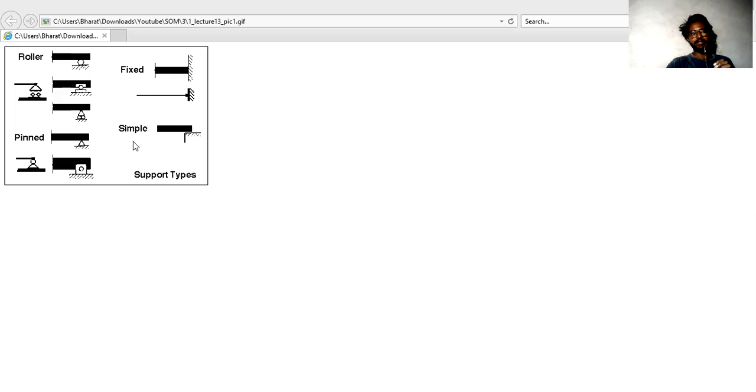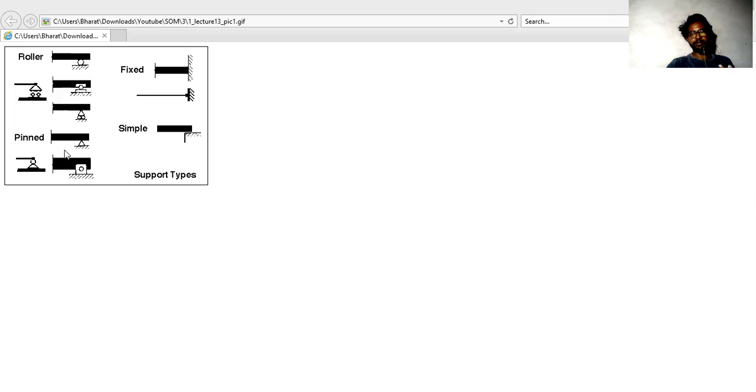Now, second is the pin support. Pin support is nothing but hinge support. In this condition, we restrict 2 degrees of freedom. These three notations are your hinge, and in this condition, since 2 degrees of freedom are restricted, there must be two unknown forces: one is vertical and one is horizontal. You can take any direction.